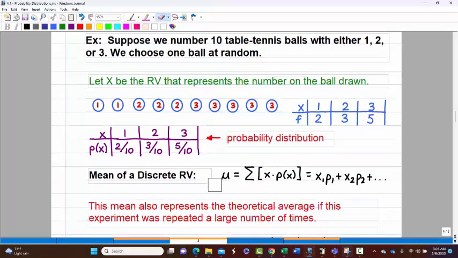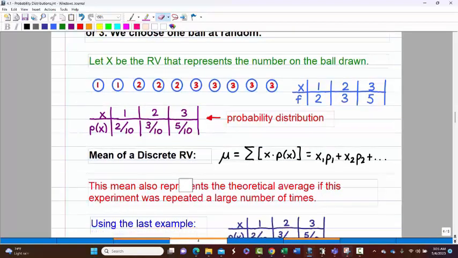Now let's talk about the mean of a discrete distribution, the average. It's pretty easy to calculate. Basically, it's the average of the variables. It's kind of like a weighted mean, like we've talked about before. It is a weighted mean. But it also represents the theoretical average.